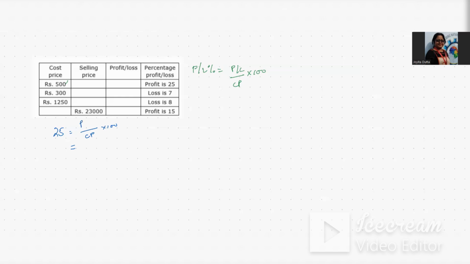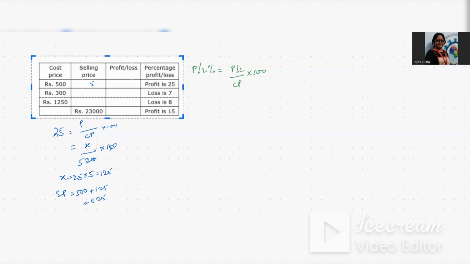Now 25 is equal to, I don't know the profit, but I know the cost price. 500 into 100. So X is equal to 25 into 5, 125. So what is my profit that I have? The profit is 125. So what is my selling price? Selling price will be 500 plus 125. That is equal to 625. Next question, I'll take it.